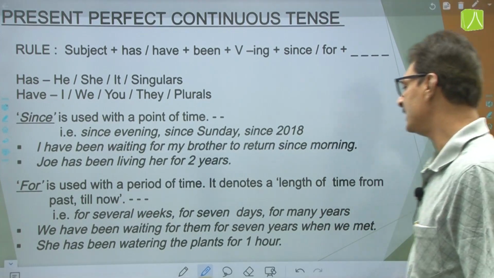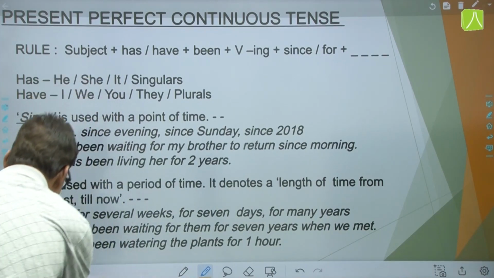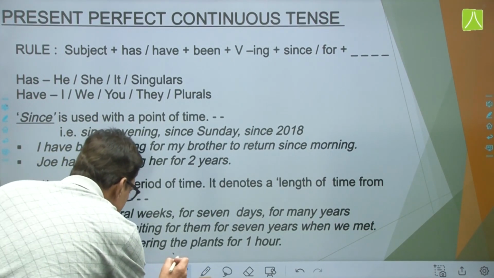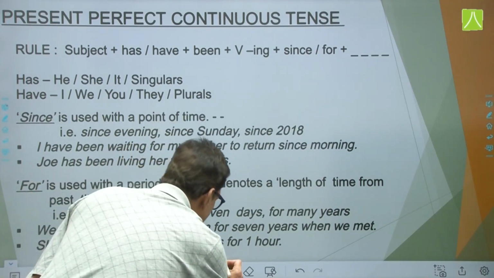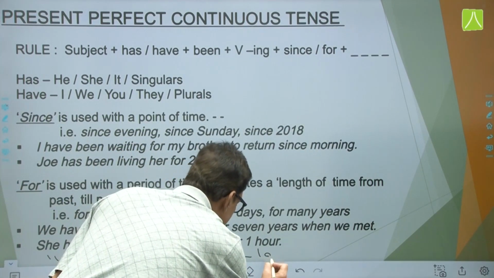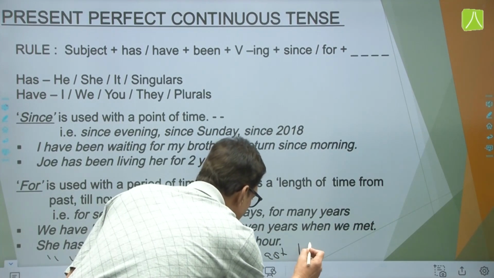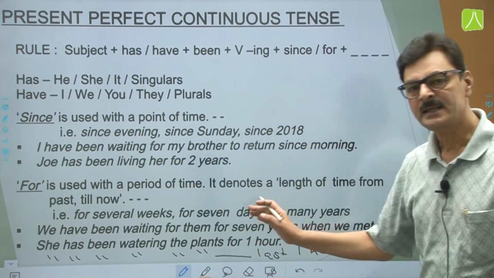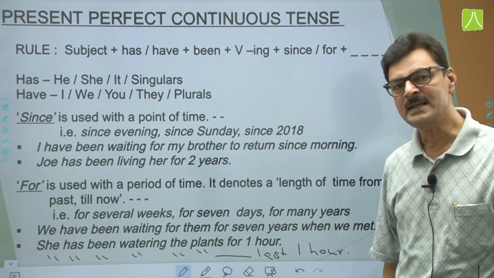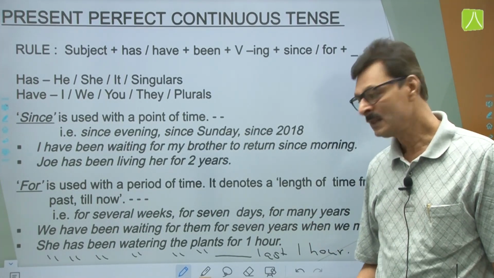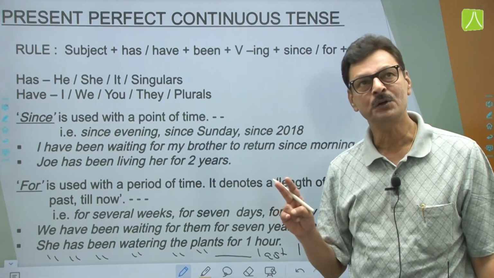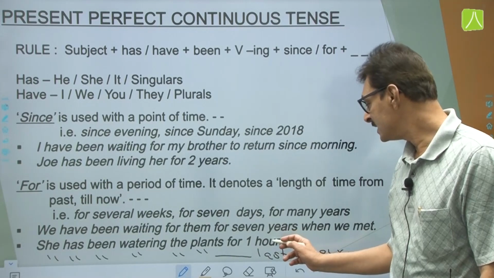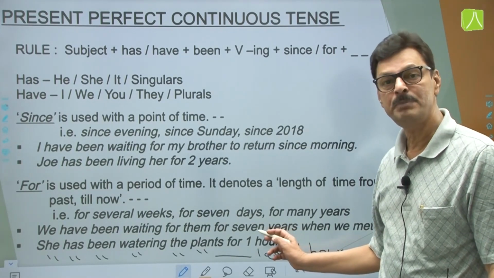One sentence I'd like to give you. She has been watering the plants dash last 1 hour. Okay friends, क्या आना चाहिए इसके अंदर? Should it be since or should it be for? Last 1 hour will be the point of time or period of time. सोचो ध्यान से. This 1 hour is period of time.